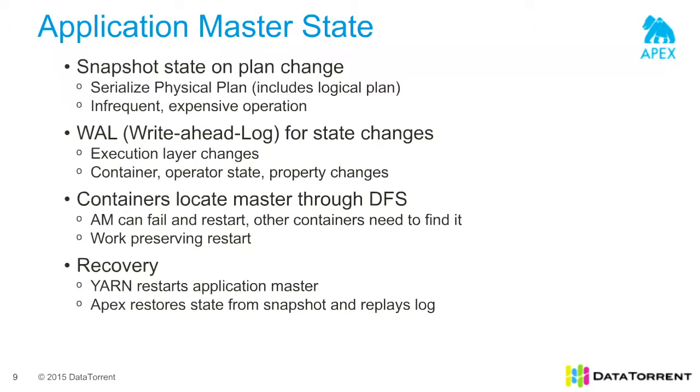On recovery, Yarn restarts the application master. When the application master process comes up, it is the job of the application master to retrieve the state. This is done by reading the snapshot back and then replaying the write-ahead log to apply all the changes on top of it.